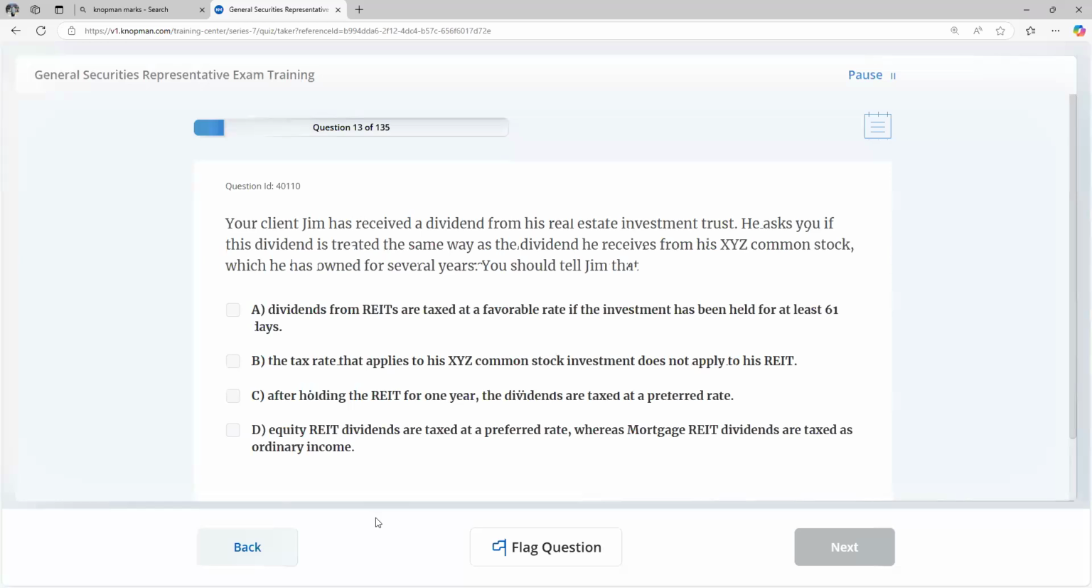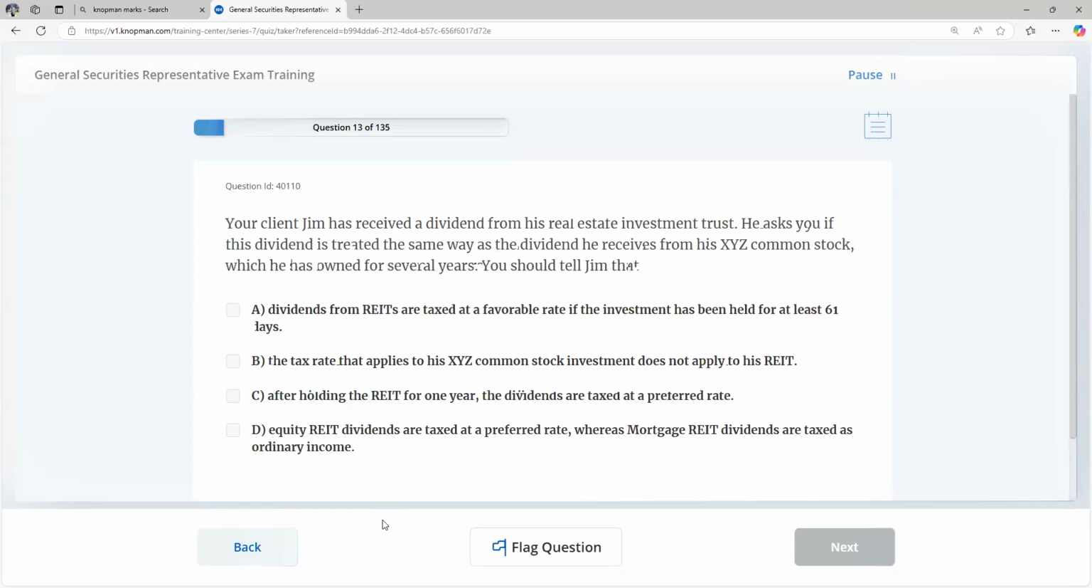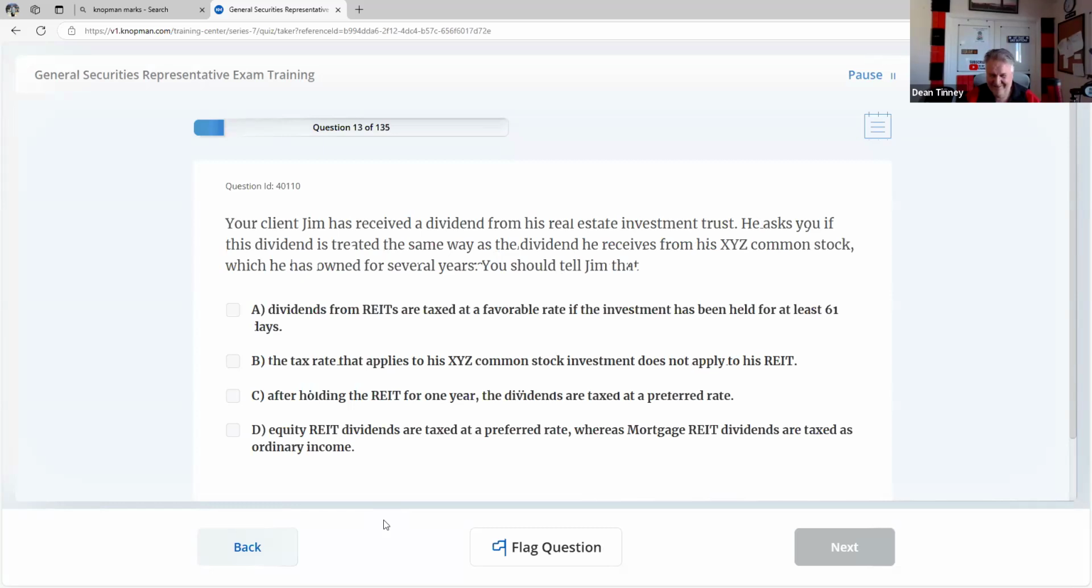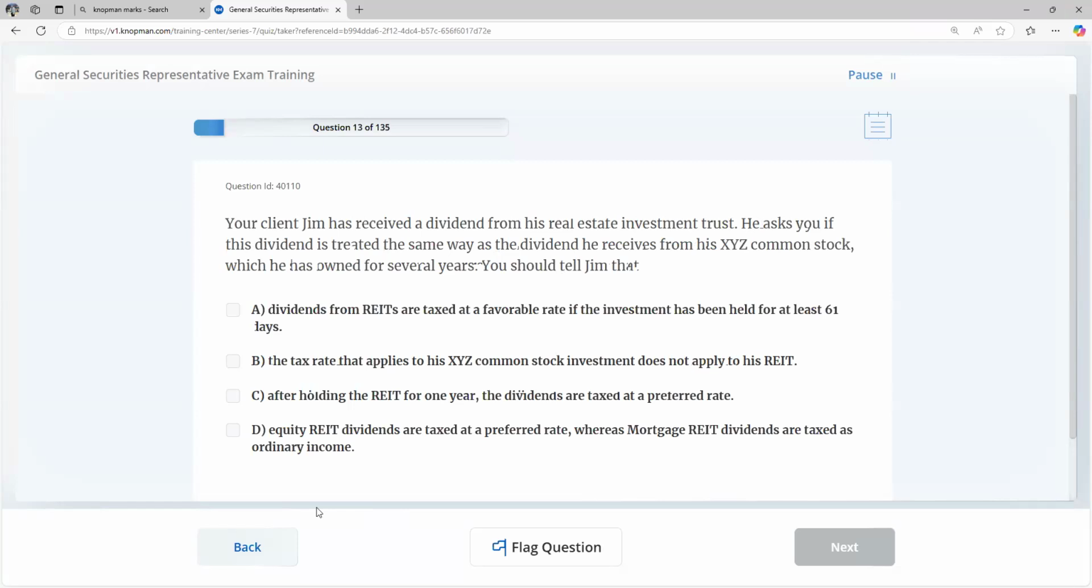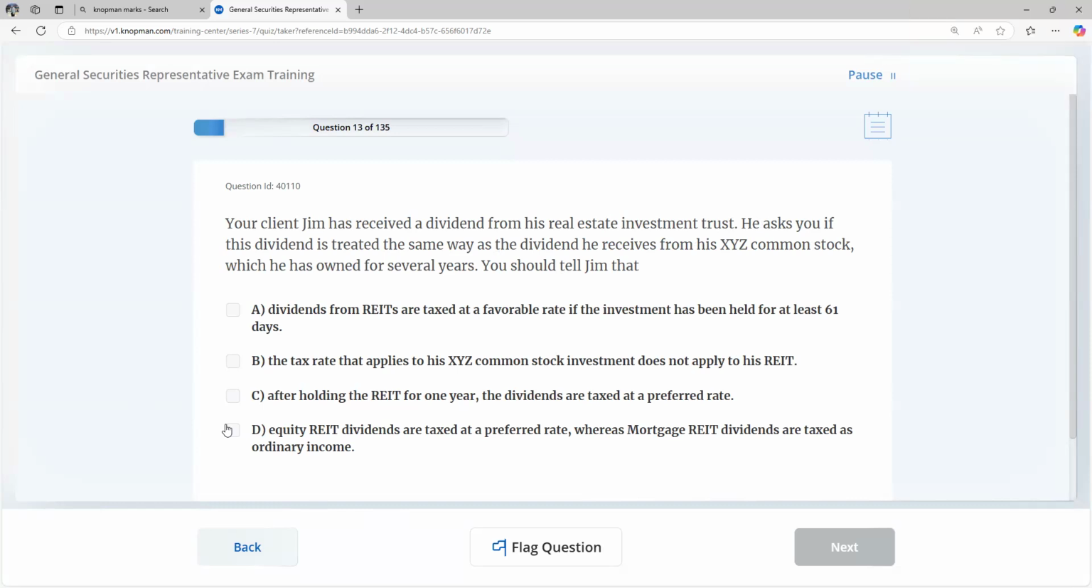Dividends from REITs are taxed at a favorable rate if it's been open for 61 days. That's kind of a weird number that I personally haven't seen yet. So then don't pick it. If you haven't seen it, I don't think it's A and I don't think it's C. I'm kind of leaning towards D, but I'm between B and D. I'm just trying to reread them. The tax rate that applies to XYZ. Maybe B. Yeah, I'm with you.